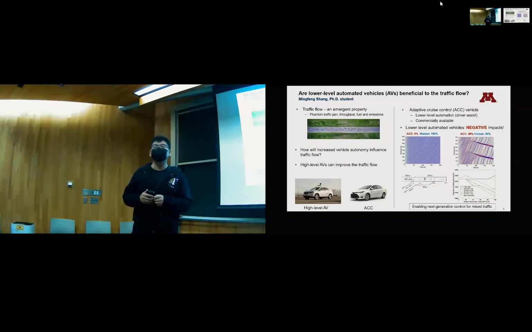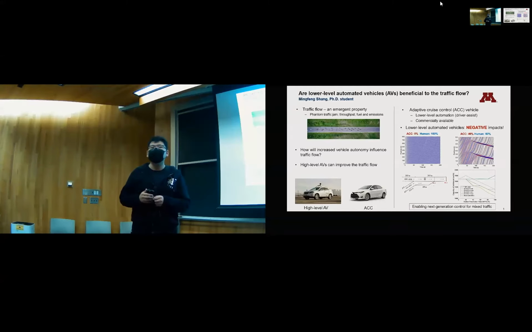Have you experienced a sudden slowdown or stop while driving on the highway, even though there are no accidents or bottlenecks? If yes, you are experiencing a very famous traffic phenomenon called phantom traffic jam. Phantom traffic jam is an emergent property of traffic flow, and it's due to human-driven behaviors. Such behaviors will also decrease the throughput and increase the fuel consumption and emissions.